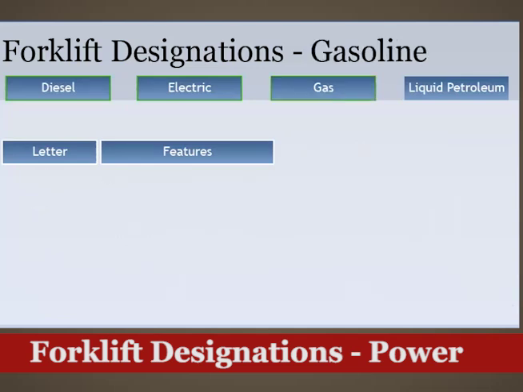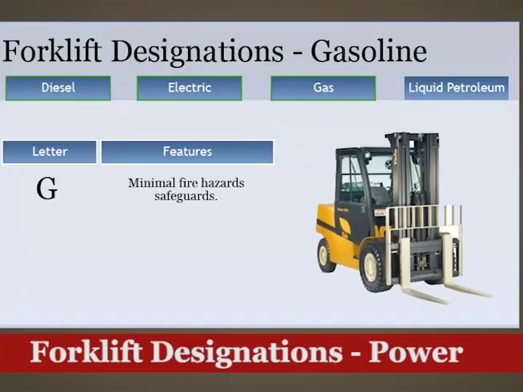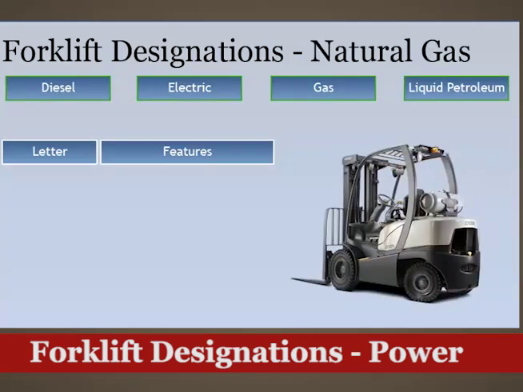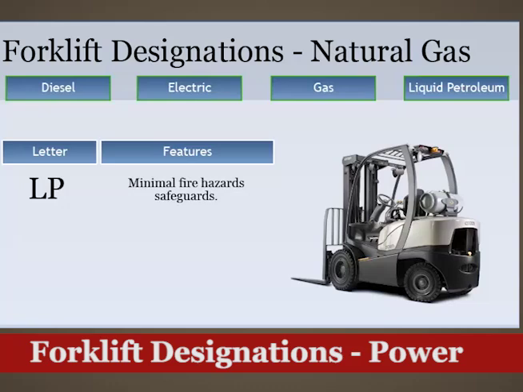Gasoline forklifts have 2 sub-designations. G-type forklifts have minimal fire hazard safeguards. GS-type forklifts have exhaust, fuel, and electrical fire hazard safeguards. Liquid petroleum forklifts have two basic types. LP types have minimal fire hazard safeguards. LPS has exhaust, fuel, and electrical fire hazard safeguards.